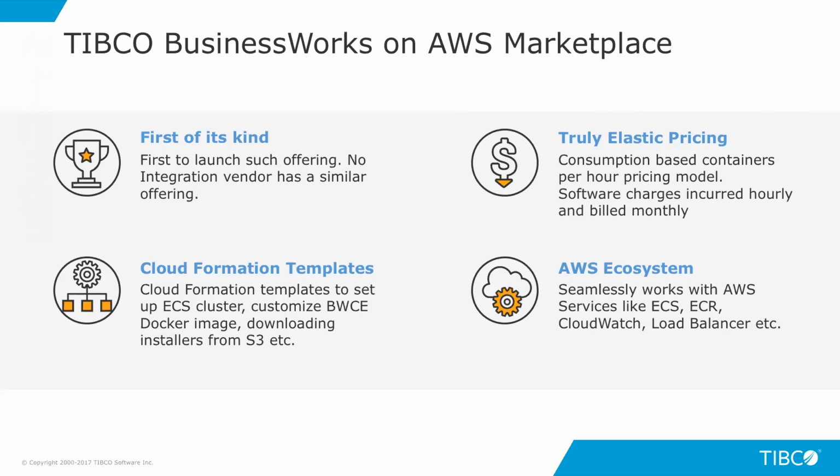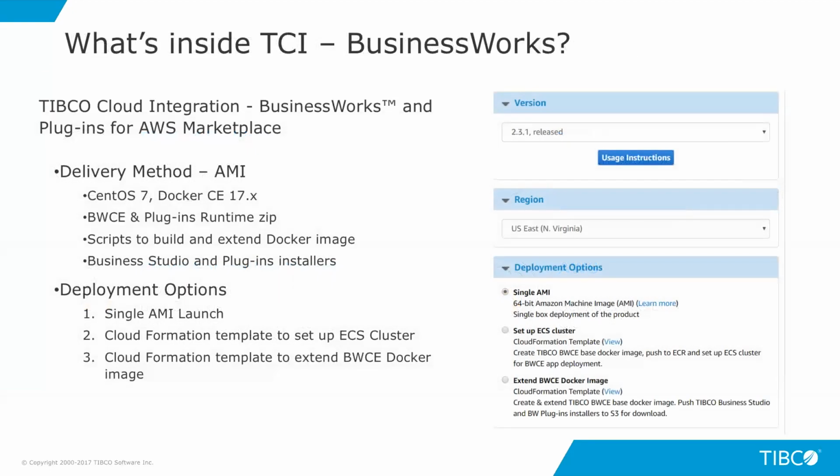And the key is what we do with these CloudFormation templates is leverage all of the capabilities of the AWS ecosystem. So you can have a highly available, highly scalable, cloud-native deployment with very little effort on your part. So let me get into a little bit more detail. When you go to the marketplace and you are choosing to deploy the BusinessWorks technology, you have a number of different deployment options available to you. So as you're first getting started and all of that, you can choose to deploy a single AMI.